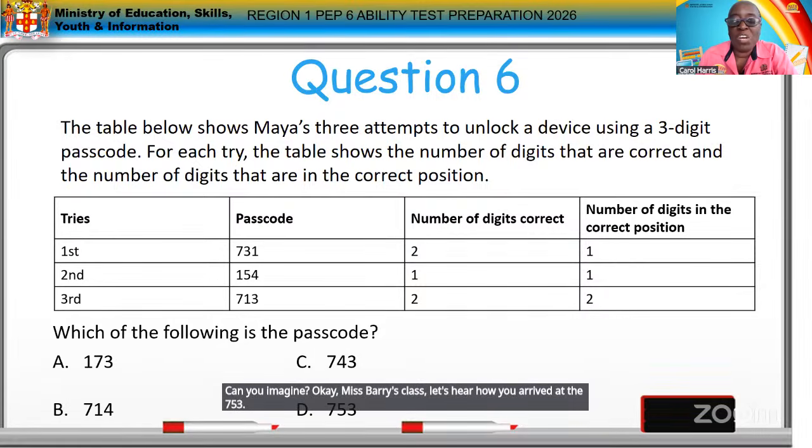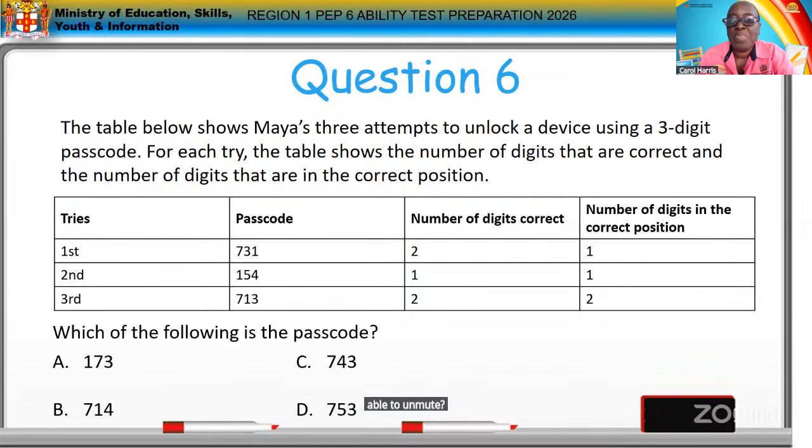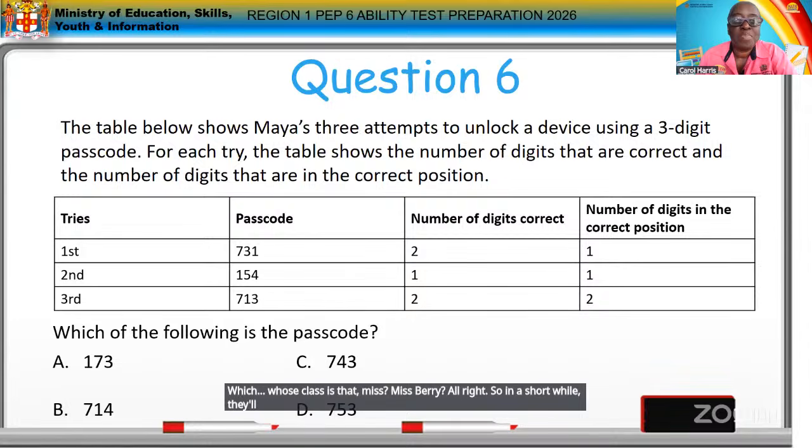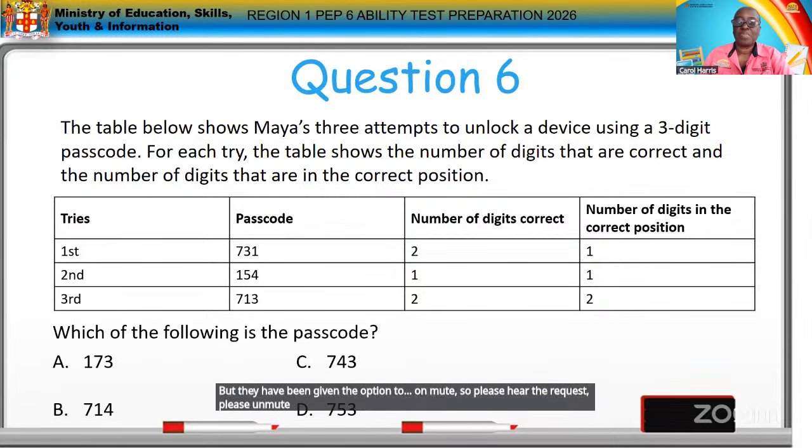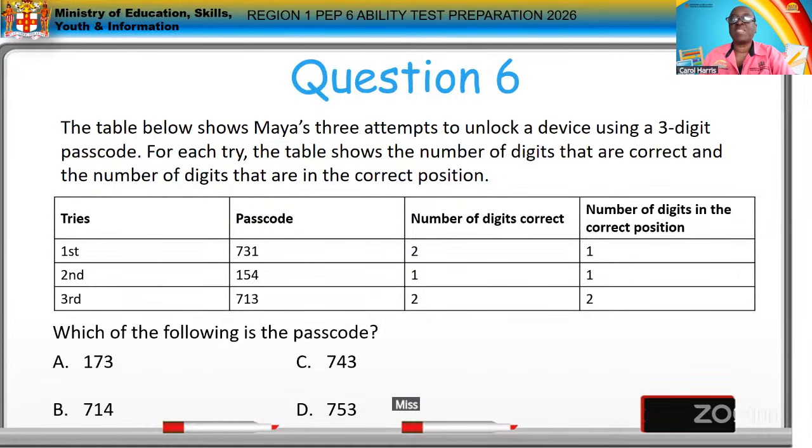Are you able to unmute? Whose class is that, Miss? Charlene Berry's class. I'm not sure which school she's from. In a short while, they'll be able to unmute. Let me see if her hand is raised. I don't think her hand is raised here, but they have been given the option to unmute. So please take the request. Please unmute. Miss Berry's class or Mrs. Berry?